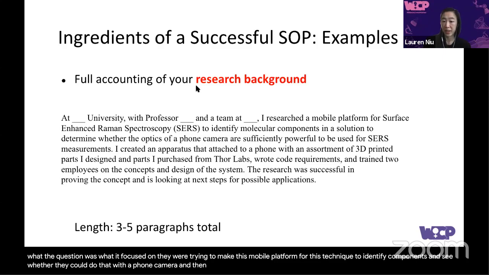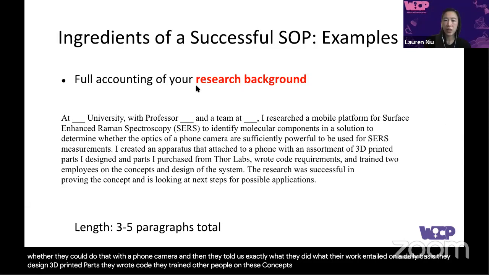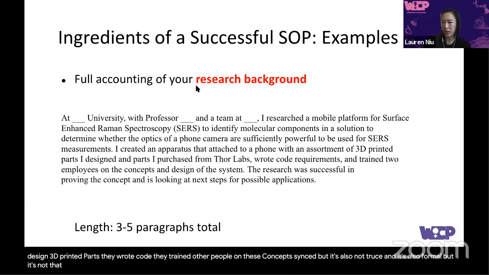And then they told us exactly what they did, what their work entailed on a daily basis. They designed 3D printed parts, they wrote code, they trained other people on these concepts. And so you can see that it's succinct, but it's also not terse. And it's also formal, but it's not that jargony either. This is another point we'll come back to later on.